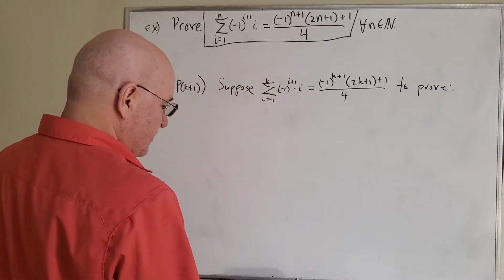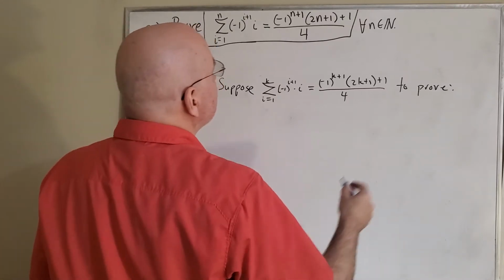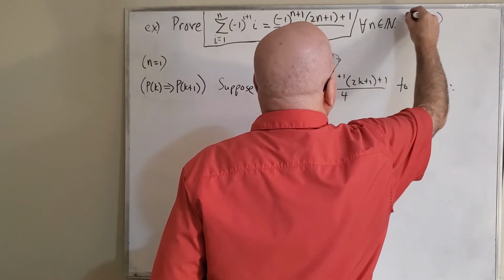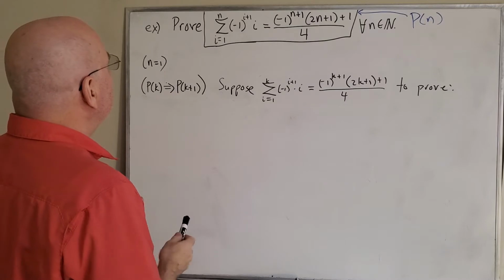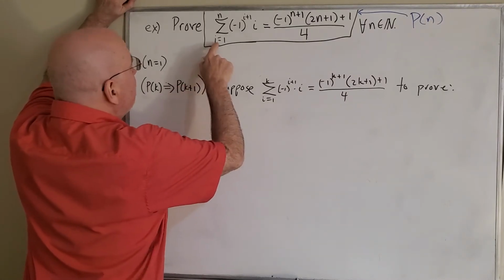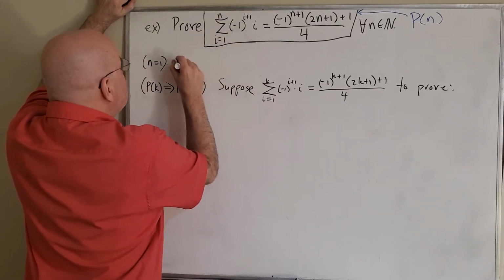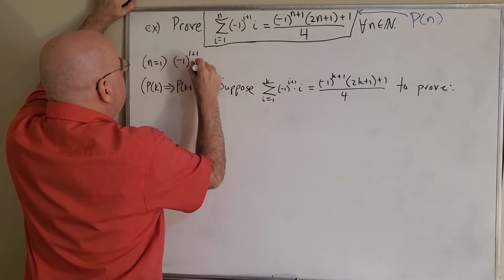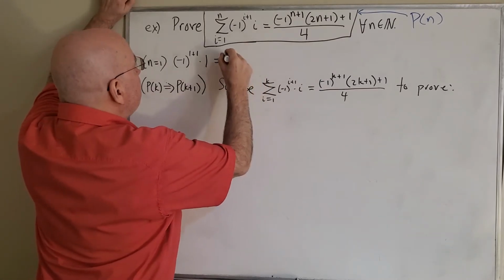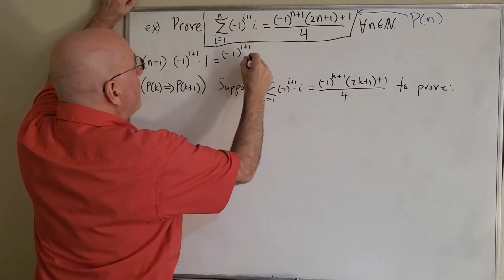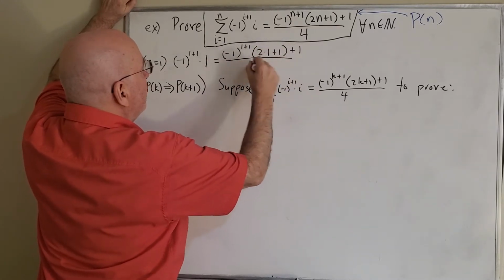Okay, well, let's check and make sure that the base case works. And I'll just make a note that what I've got in the box there is Pn. Okay, so n equals 1. Let's see if this works. When n equals 1, I is going from 1 to 1, so n is also a 1. So on the left-hand side, we get -1 to the 1 plus 1 times 1. And n is a 1, so on the right we get -1 to the 1 plus 1 times 2 times 1 plus 1, plus 1, all over 4.